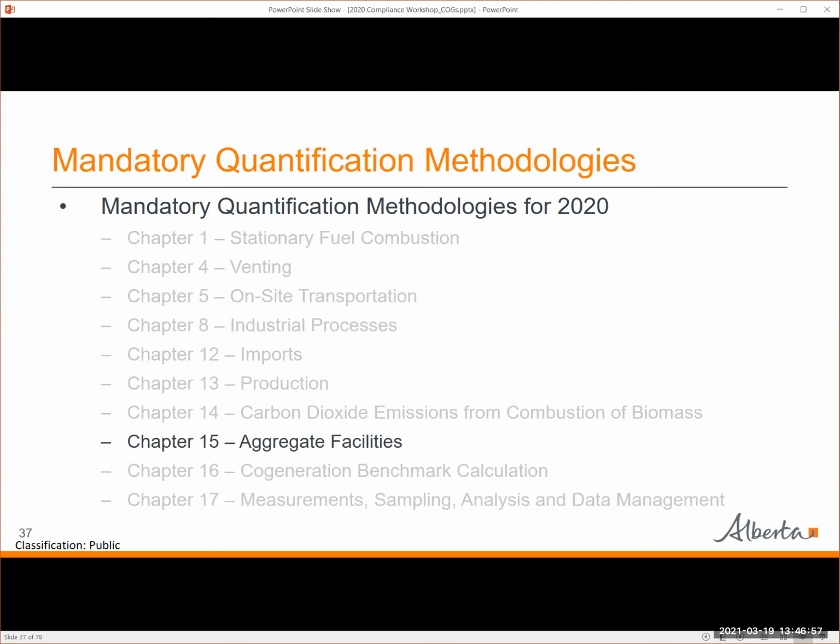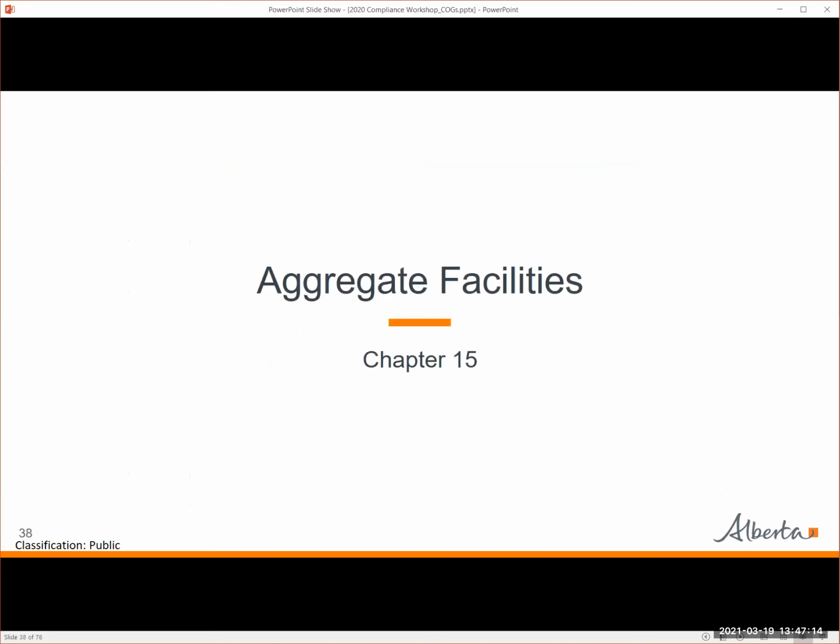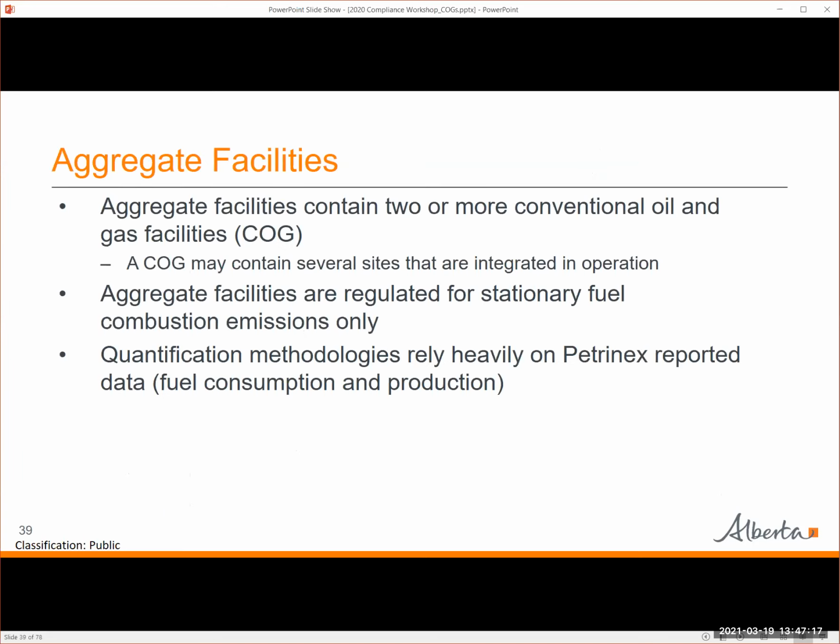Again, aggregate facilities have a narrower emission scope than other kinds of facilities under the TIER regulation. So really the focus there is on the stationary fuel combustion as well as on production. In terms of definition, an aggregate facility contains 2 or more conventional oil and gas facilities, and we call those COGs. Those COGs, or conventional oil and gas facilities, may contain several sites that are integrated in operation.